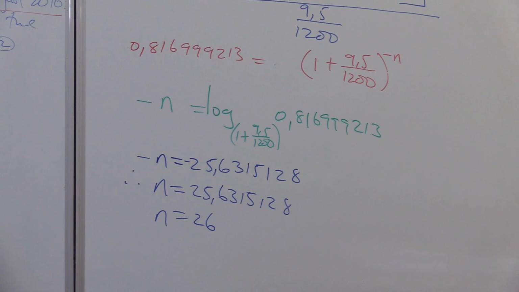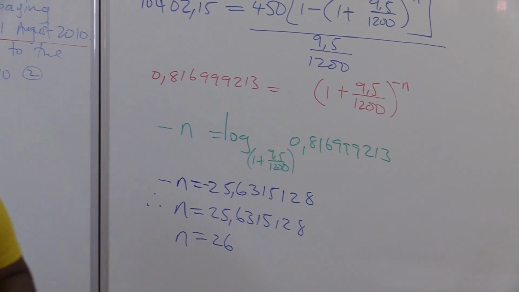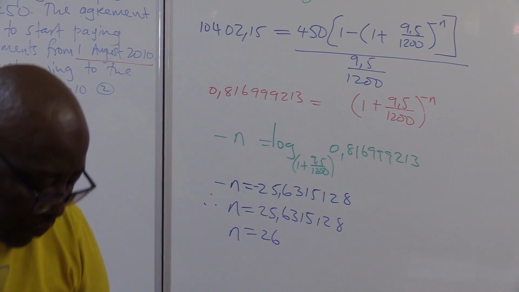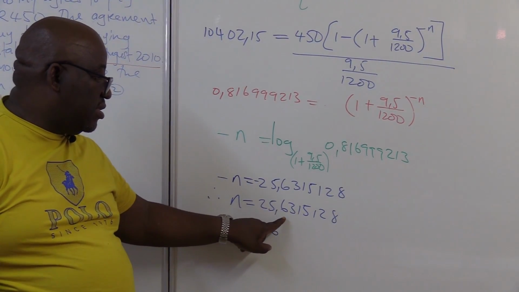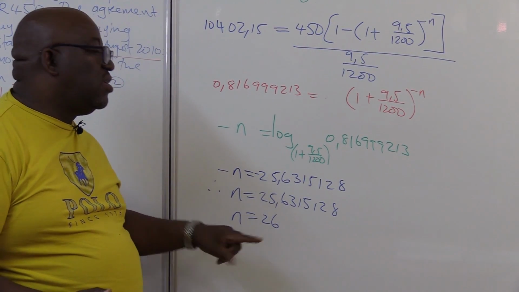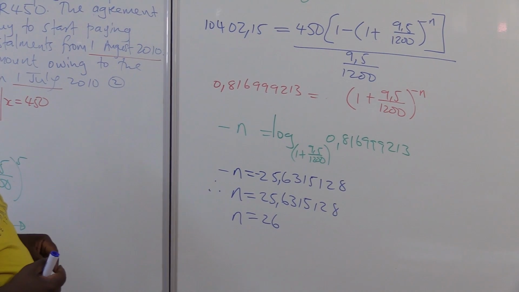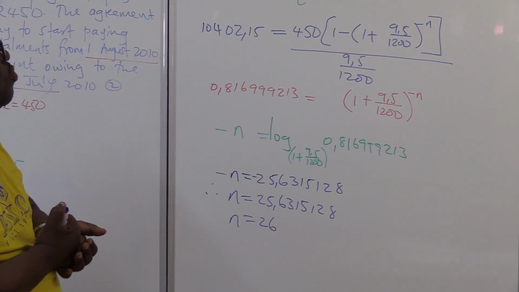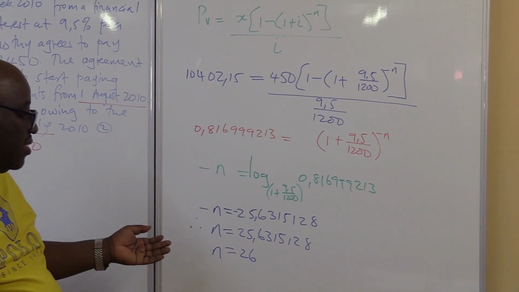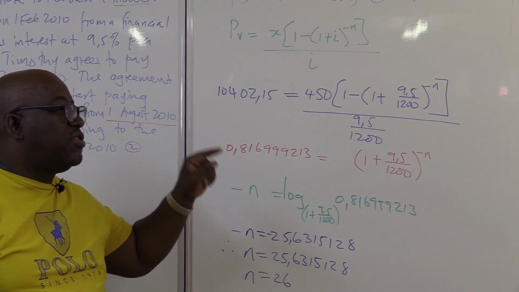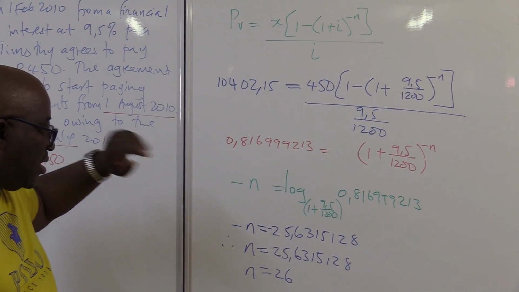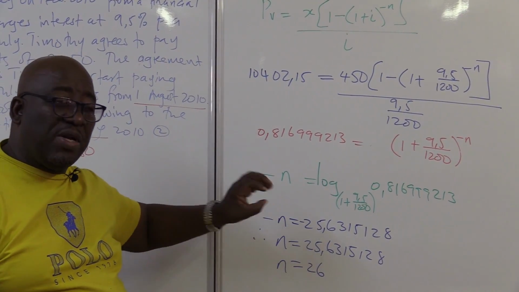Right. Let's try and interpret what this says to us. Why am I now all of a sudden, instead of 25.63, writing 26? How many months will it take Timothy to pay back the loan? I'm saying the answer is 26 instead of 25.63. Let's understand that. What is this saying to me? If I interpret this, this is what it's saying to me.